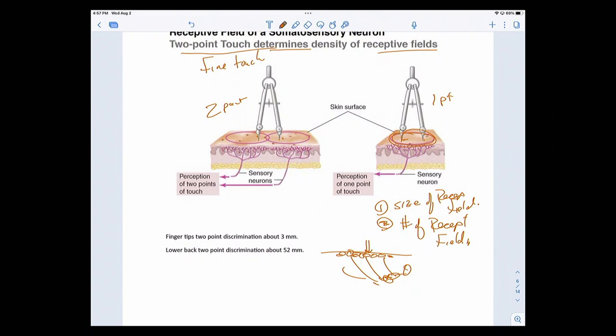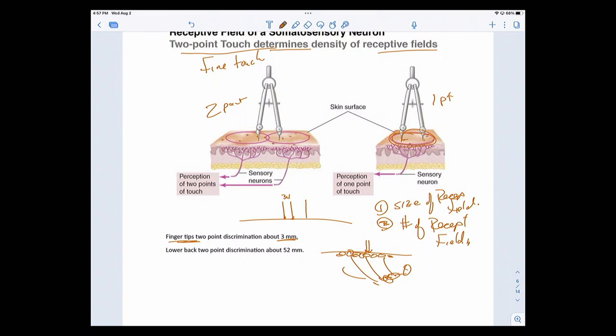And so what's cool here is that if you look at your fingertips, common sense would tell you that you have to have really good fine touch in your fingertips. 2-point discrimination is good down to about 3 millimeters. What that means is that if I have a point here and a point here and they are 3 millimeters apart, I can still tell that I have 2 points.